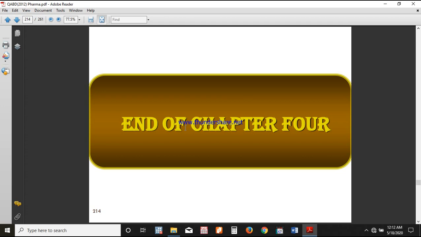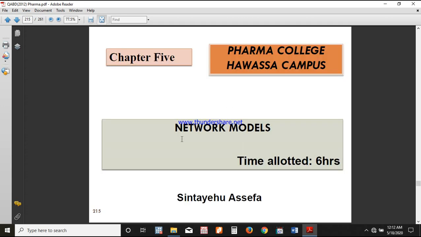Therefore, this is our discussion today, which is the end of chapter 5. In the next session, we will meet with the last topic, the network model.